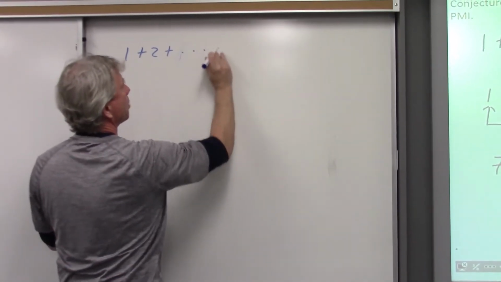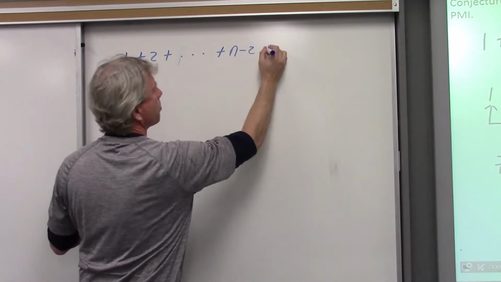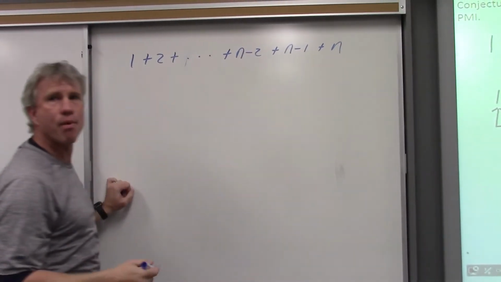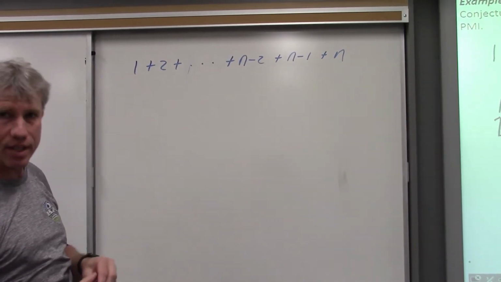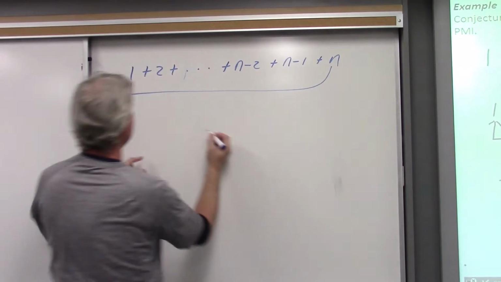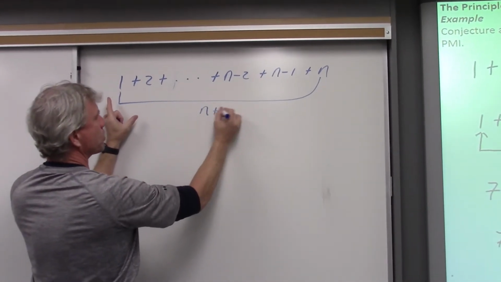...out through plus n minus 2 plus n minus 1 plus n. Take the sum of the first n positive integers. If you pair them up, you get pairs again. The last integer plus the first integer is n plus 1.